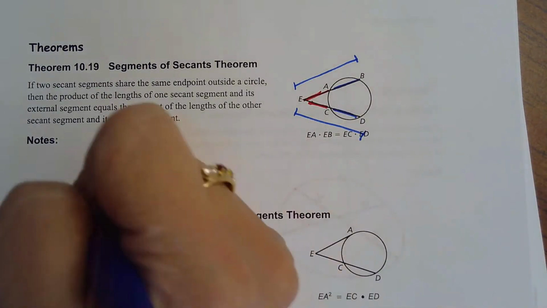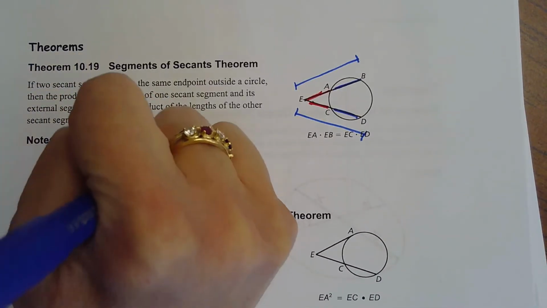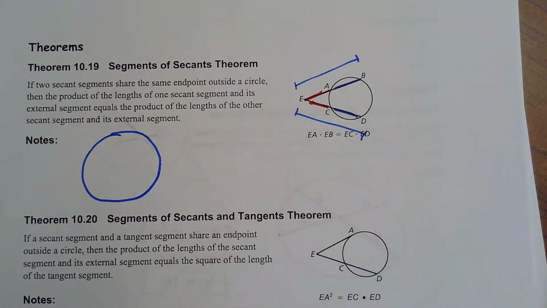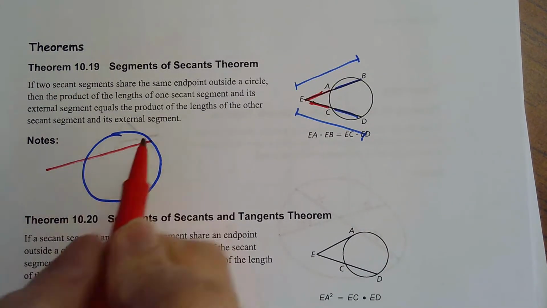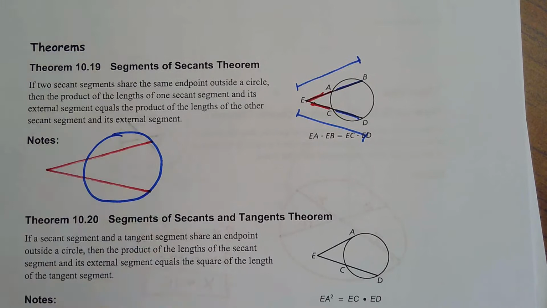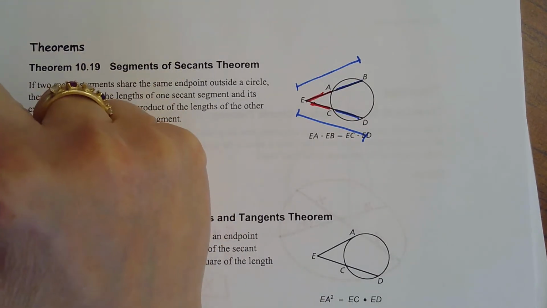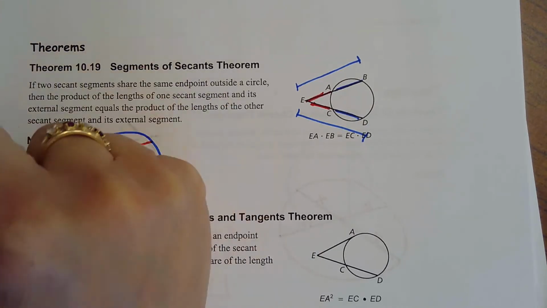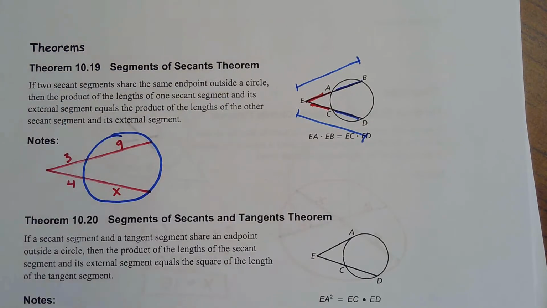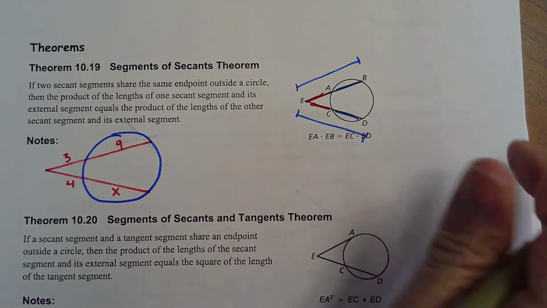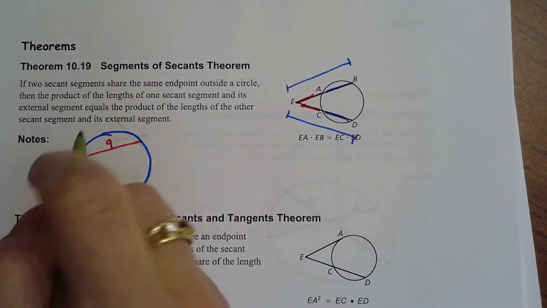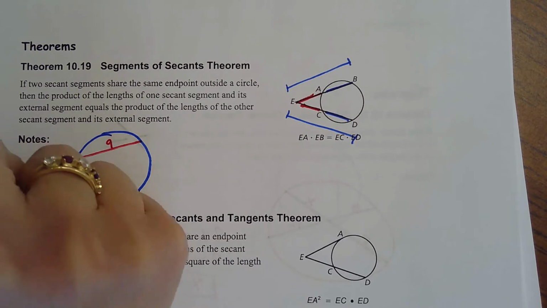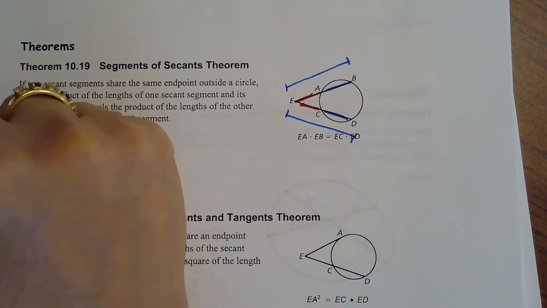So let me give you a diagram because I think that one is a little bit hard to understand. So we have two secant segments. In other words, we have two segments that intersect our circle in two pieces. So let's label this 3 and this 9 and this 4 and this x. So what they're getting at here is that we know there's a relationship between all of these pieces. So these are the external pieces.